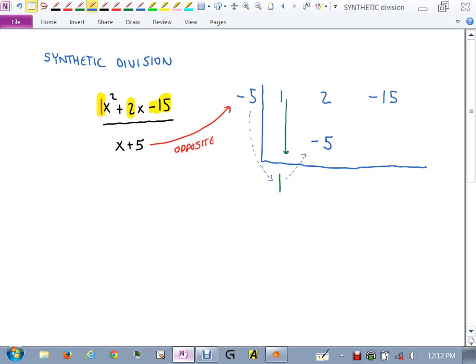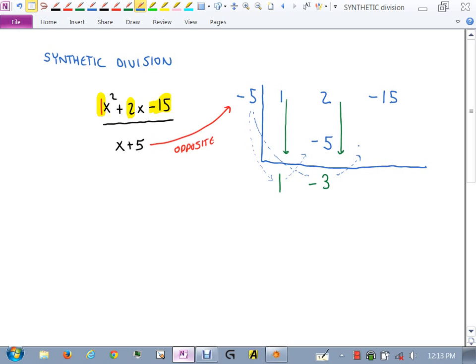And now the same thing. Add straight down. Okay? This time, no, you're multiplying. Careful. Adding straight down, you're doing 2 taking away 5 is negative 3. And now you do the same thing we just did. You take the negative 5 out here, you multiply times the negative 3, you put it underneath the next number. So I'm going to go negative 5 times negative 3, put that answer here.